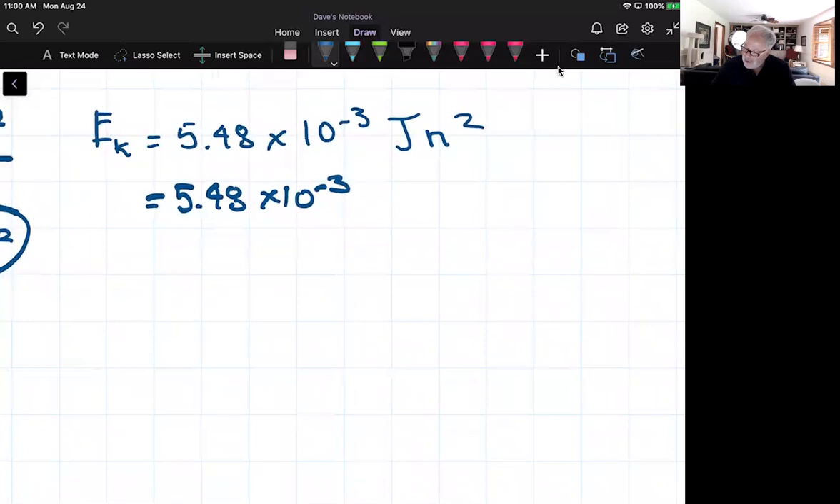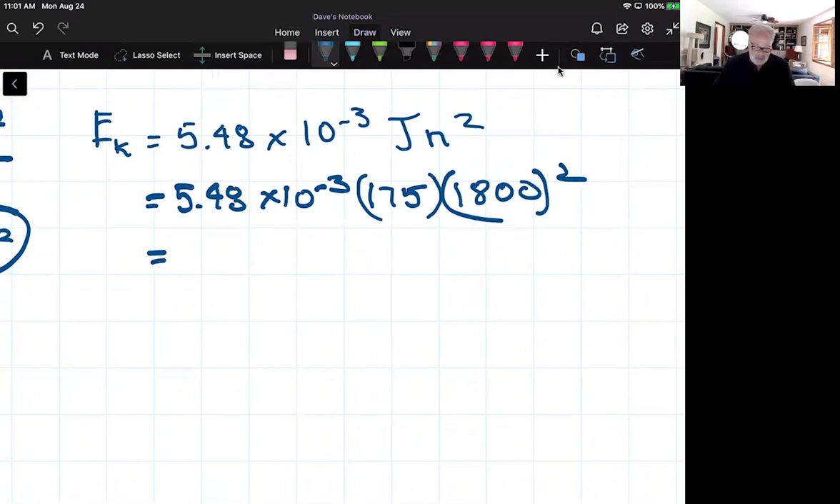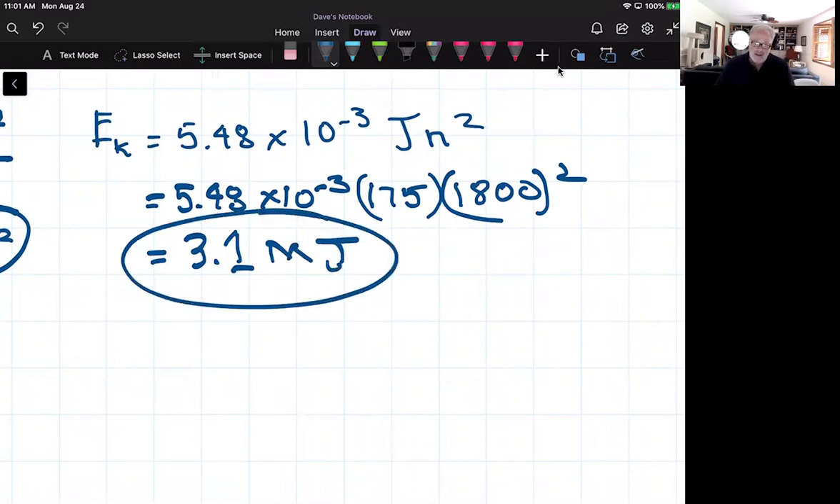Now we're going to plug that in here. I'm just going to drop the units because we know what those are. And then N for this is the speed, and the speed in this equation is in RPMs. So we just get to plug it in there directly. That's a squared number. I'll go through the process and multiply all this out. And when I do, and you plug this into your calculator, make sure it's working, I get 3.1 megajoules of energy contained in this flywheel.